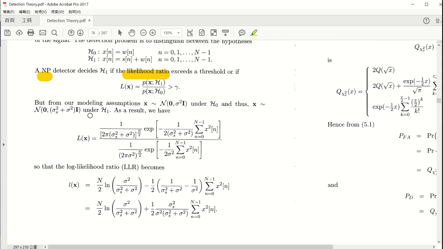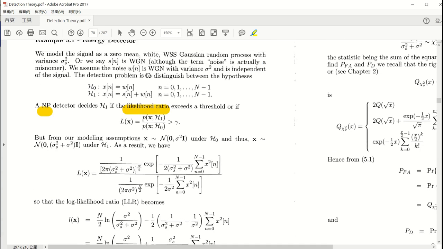Okay, but from our modeling assumptions, here is the trick. Under H0, we have X distributed as Gaussian with zero mean and covariance sigma squared I. How come? Let's come back to see that again.